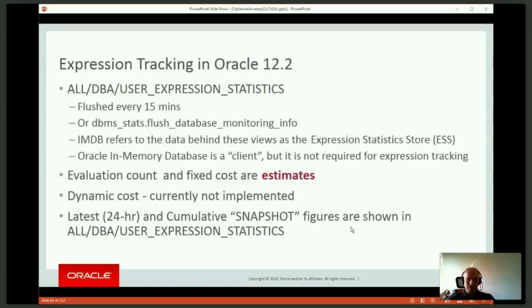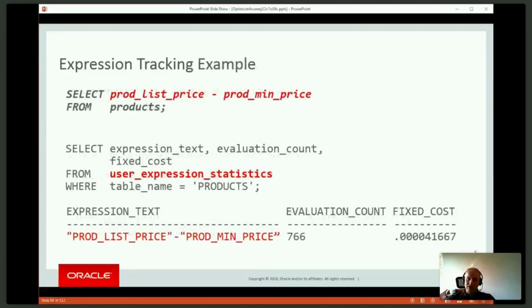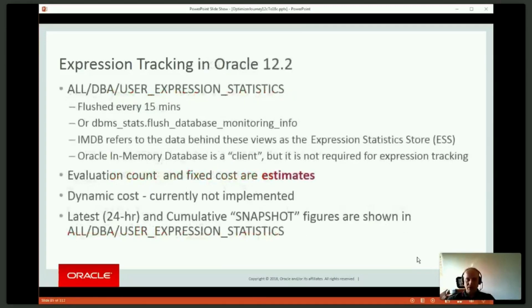Data's flushed every 15 minutes. The evaluation counts are all estimates. You'll also notice a column called dynamic cost. That's not currently implemented, so just bear that in mind. So in other words, you'll be looking at fixed costs. This is of course a heuristic number. It's something that Oracle has figured out as an estimate and puts in as a cost. It's not an absolute value.